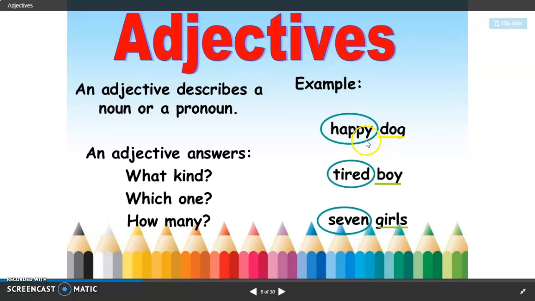So you have happy dog. What kind of dog? A happy dog. Boy. What kind of boy? A tired boy. Girls. How many girls? 7 girls.